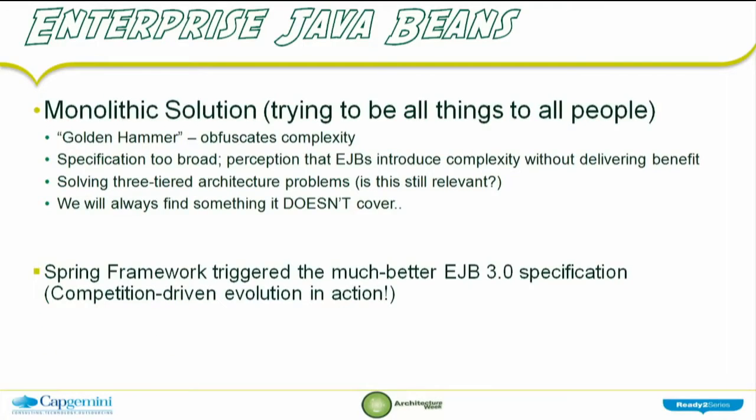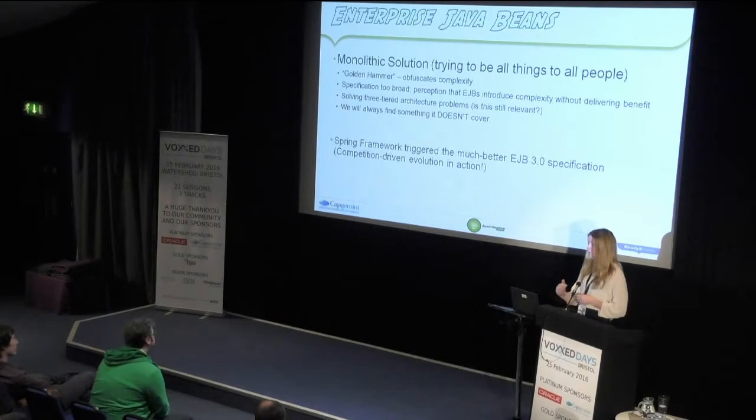So yes, it's known as the golden hammer. You're trying to obfuscate all this complexity, but is it actually a good thing? Each one of those topics ought to be discussed. You can't just say we're going to use EJBs to solve all of those problems. And there will always be something it doesn't cover.